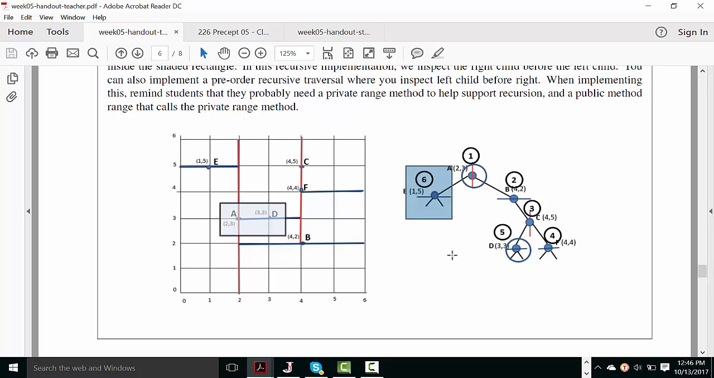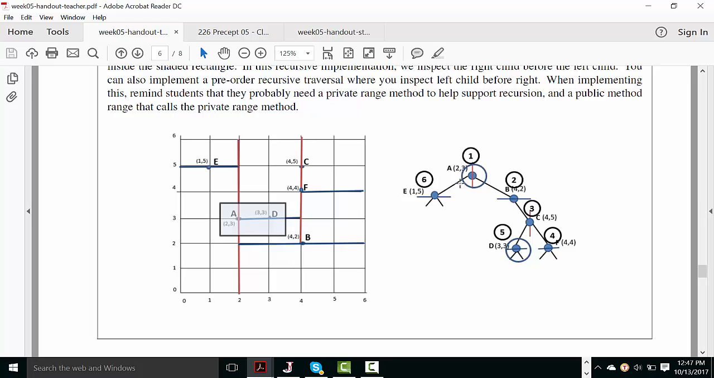Now I go to the left subtree. In the left subtree, I look at E. The bounding box of E intersects with the shaded rectangle. So therefore, I must consider this subtree. And then I figured out that E is not there. There's no more things to look at. So that's how the algorithm works.